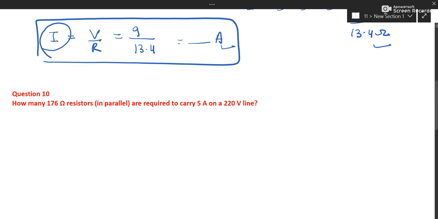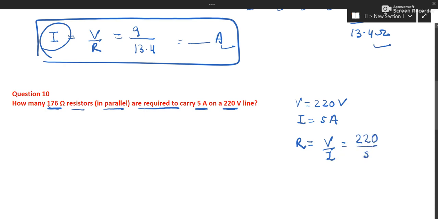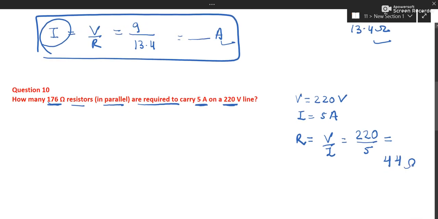Getting to the next. How many 176 ohm resistors in parallel are required to carry 5 ampere on this much voltage line? So voltage is given as 220 volt. Current is given as 5 ampere. Okay, so we can find out one resistance from here, V by I. 220 by 5. So what is it? It is 44. Resistance is 44 ohm.